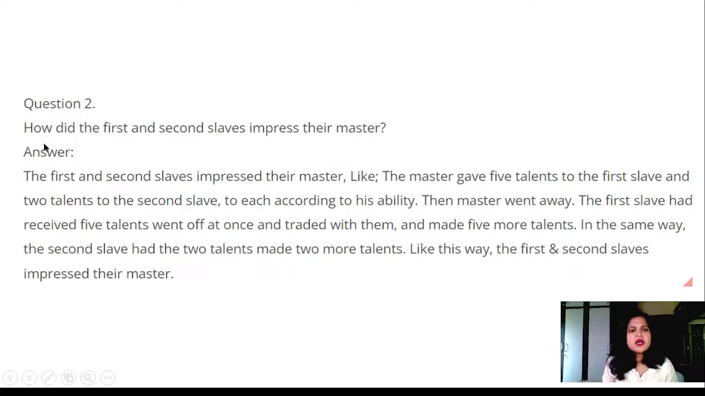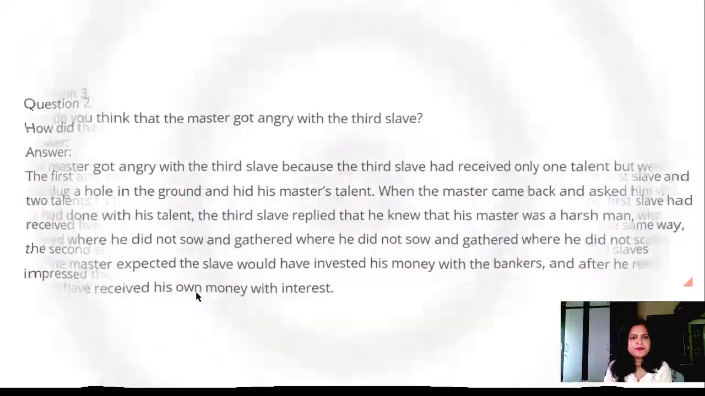Question number 2. How did the first and second slave impress their master? Answer. The master gave 5 talents to his first slave and 2 talents to the second slave, to each according to his ability. Then the master went away. The first slave had received 5 talents, went off at once and traded with them and made 5 more talents. In the same way, the second slave had 2 talents and made more talents. In this way, the first and the second slaves impressed their master.